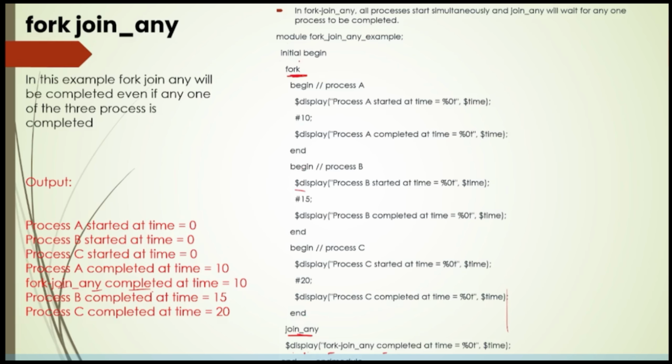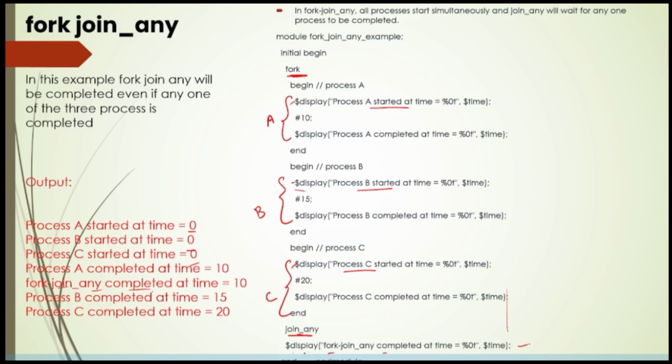Okay, right? So if you see here, again the same thing, I am taking three processes. This is my process A, this is my process B, and this is my process C. Now if you see, all three processes have zero time delay at the start, so first the three processes are started. Process A is started, process B is started, process C is started. But now you may get a doubt: since at least one statement is completed, it may come out of this fork join block.